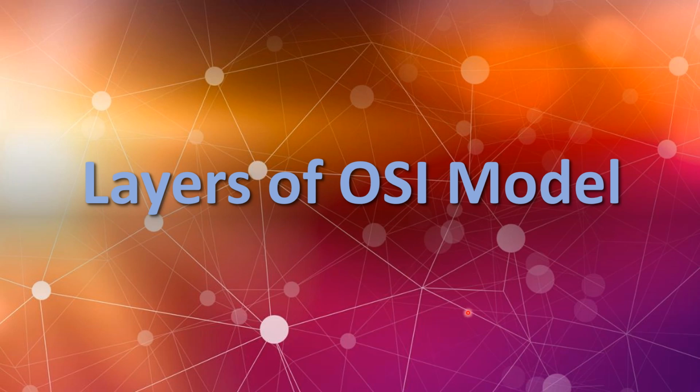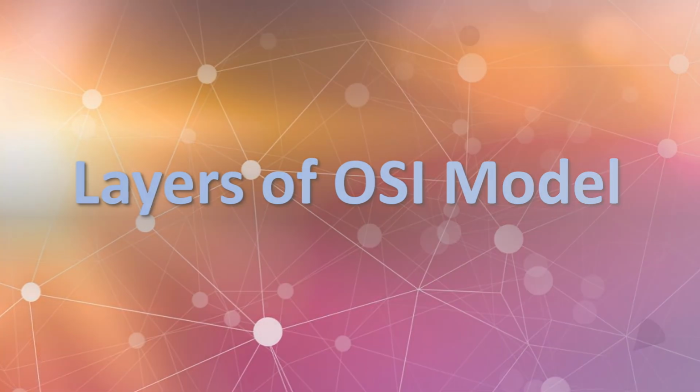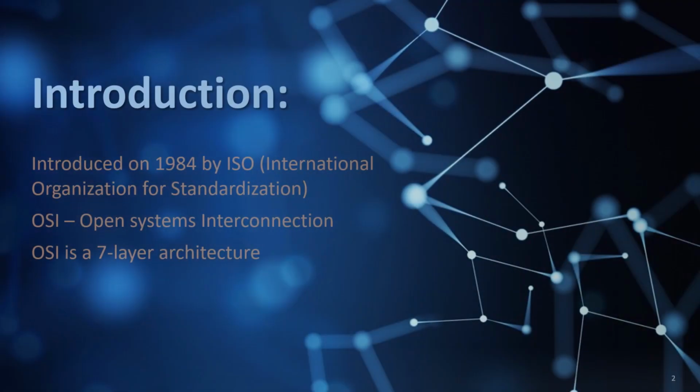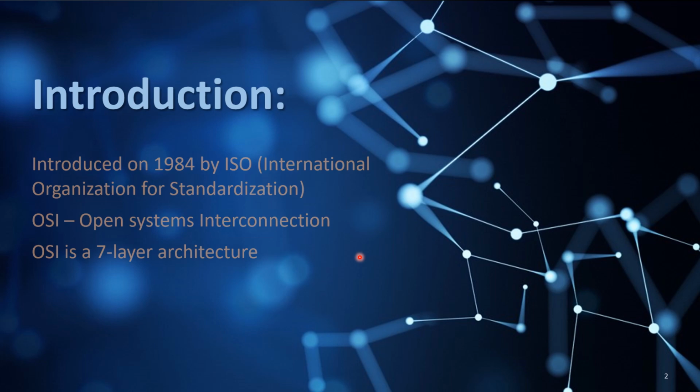Today we are going to discuss the layers of the OSI model. Let's go into the topic and see a little introduction about the OSI model. As we know, it's a 7-layer architecture, and we can also call it Open Systems Interconnection. It was introduced in 1984 by ISO.